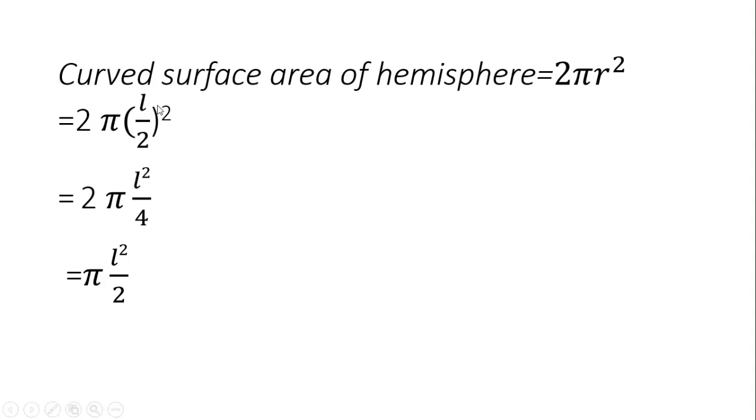So 2 pi into L by 2 whole square, so 2 pi into L square by 4. So finally it becomes pi into L square by 2, because 2 gets cancelled here. Clear? So the curved surface area of the hemisphere is nothing but 2 pi r square. After substituting the r value as L by 2, we got pi into L square by 2.